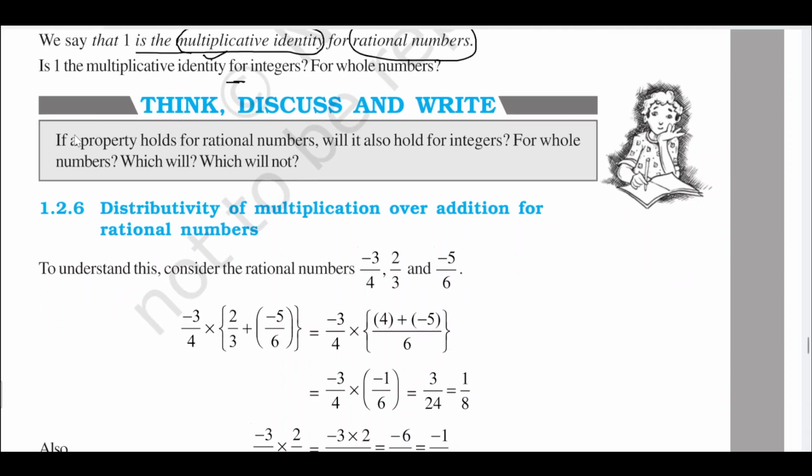Think and discuss and write. If a property holds for rational numbers, will it also hold for integers and whole numbers? Which will and which will not? Okay, we will try to solve this, think on this first, we will do it later. Now we are going to discuss the next property, that is distributivity of multiplication over addition for rational numbers. So first you try to think on this. Okay, pause this video and think on this. I will come back to it again.